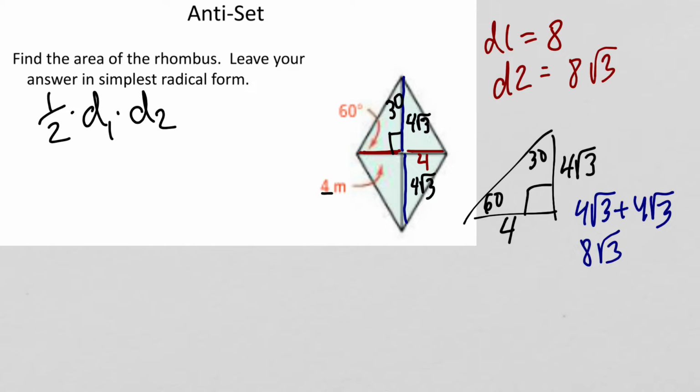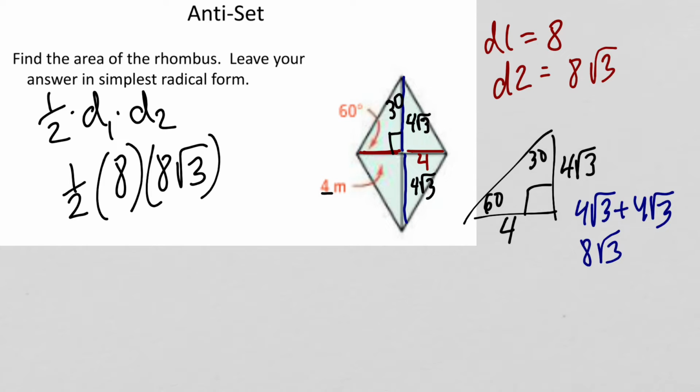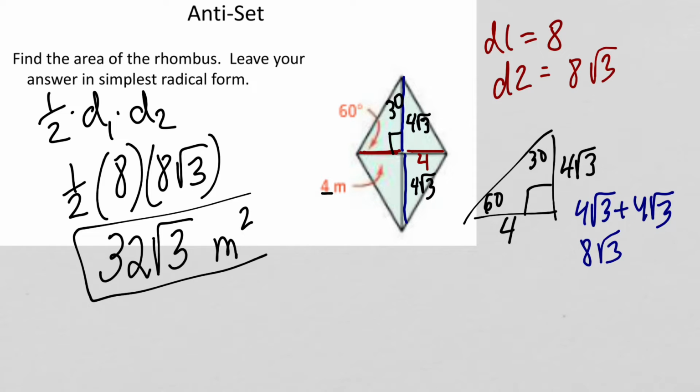Now let's go ahead to the problem, the formula, 1/2 times 8 times 8 root 3. And it says to leave this in radical form. So we have 8 times 8 is 64. Half of 64 is 32 root 3. The units are meters squared.